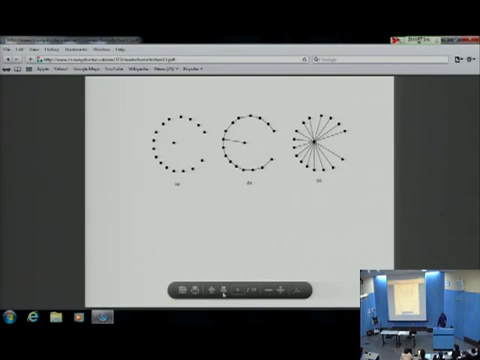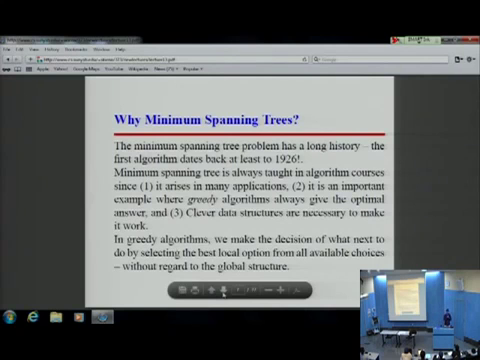So why is it that people care about minimum spanning trees? There are several reasons, some good, better than others. One is, why do people teach minimum spanning trees? One reason is there are a bunch of applications that it comes up in. And I'll try to discuss some of them today, although some of them may sound a little hokey to you, just because you haven't experienced them yet.